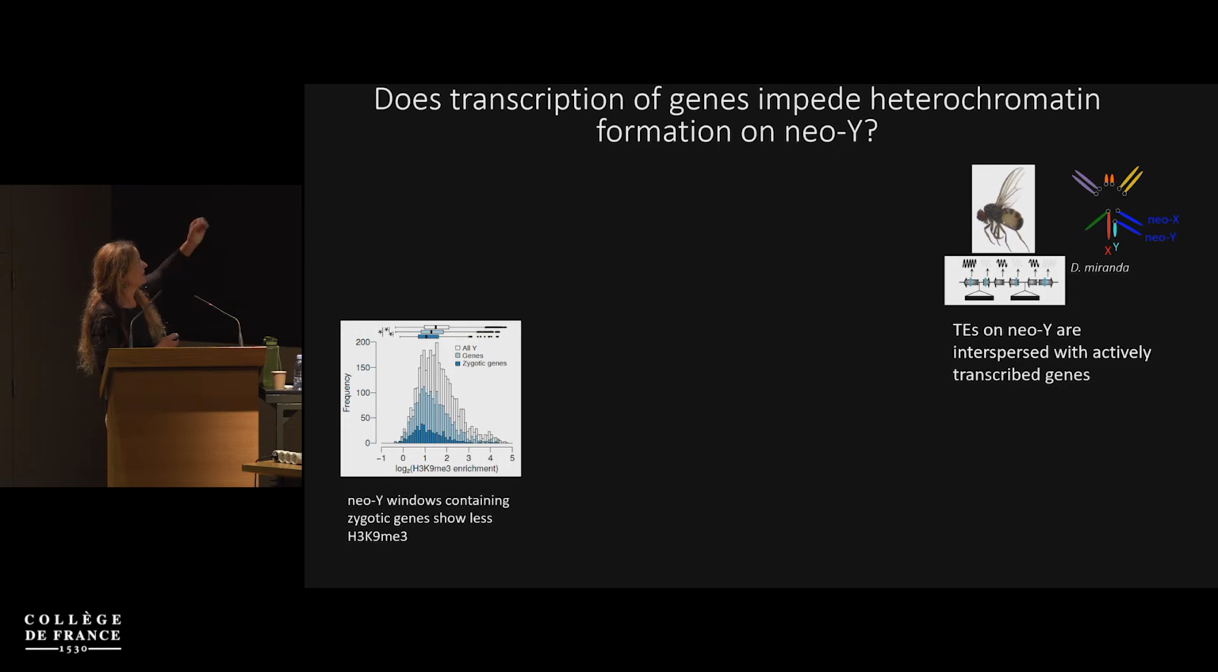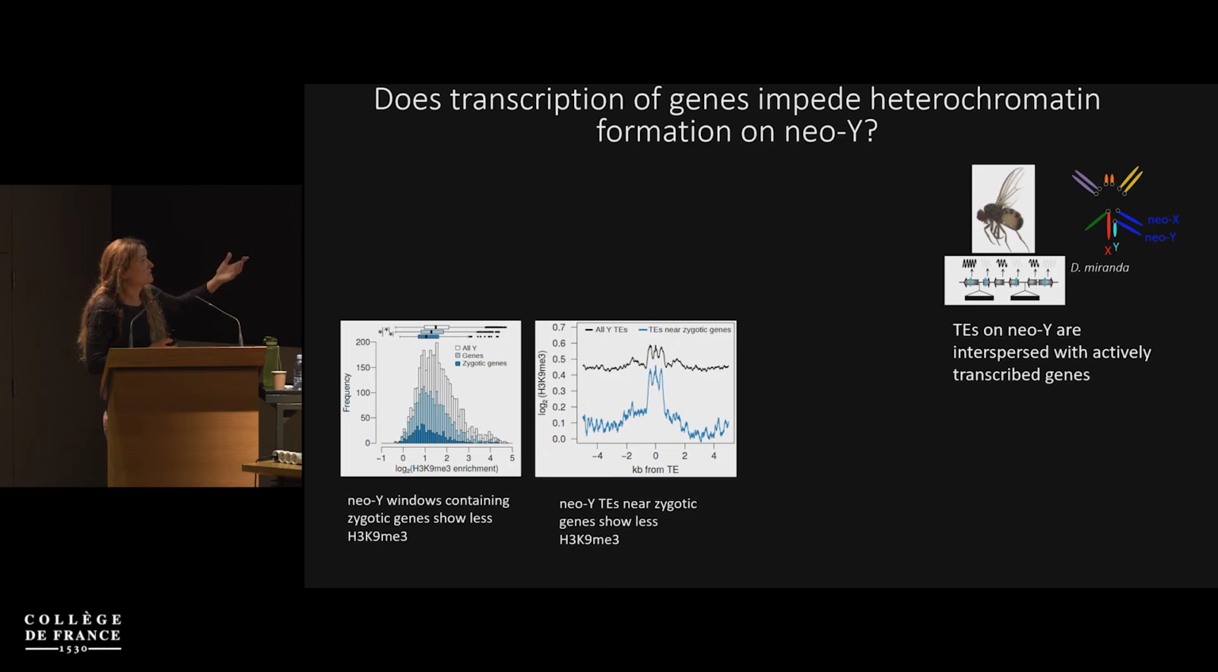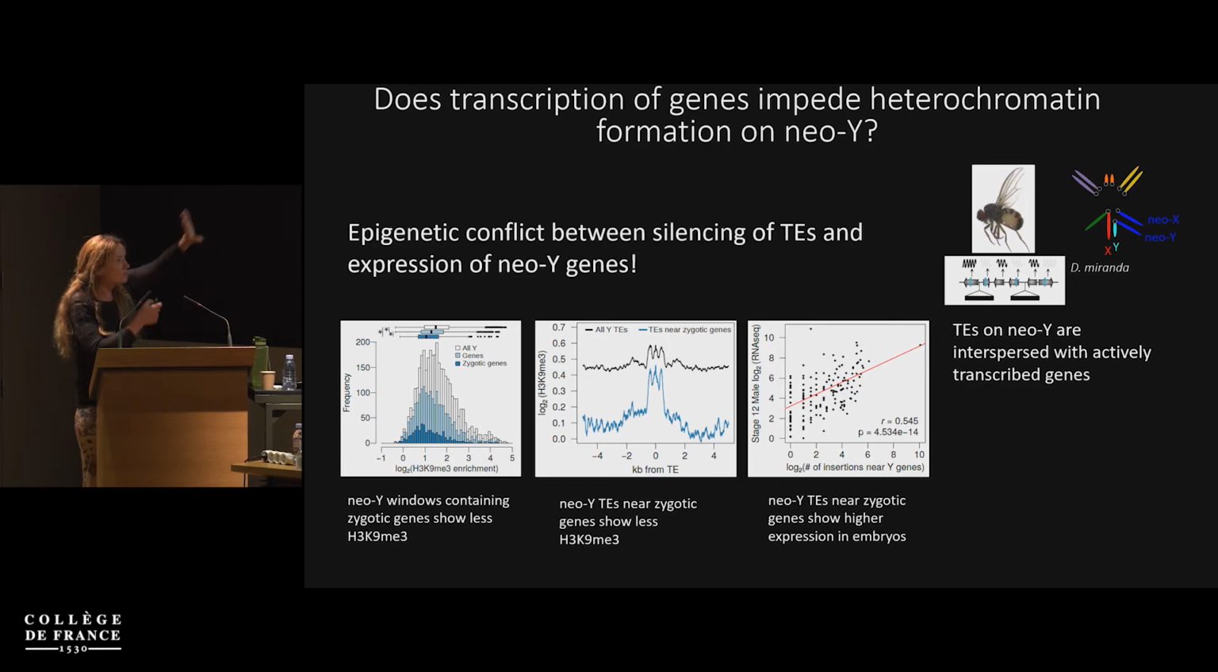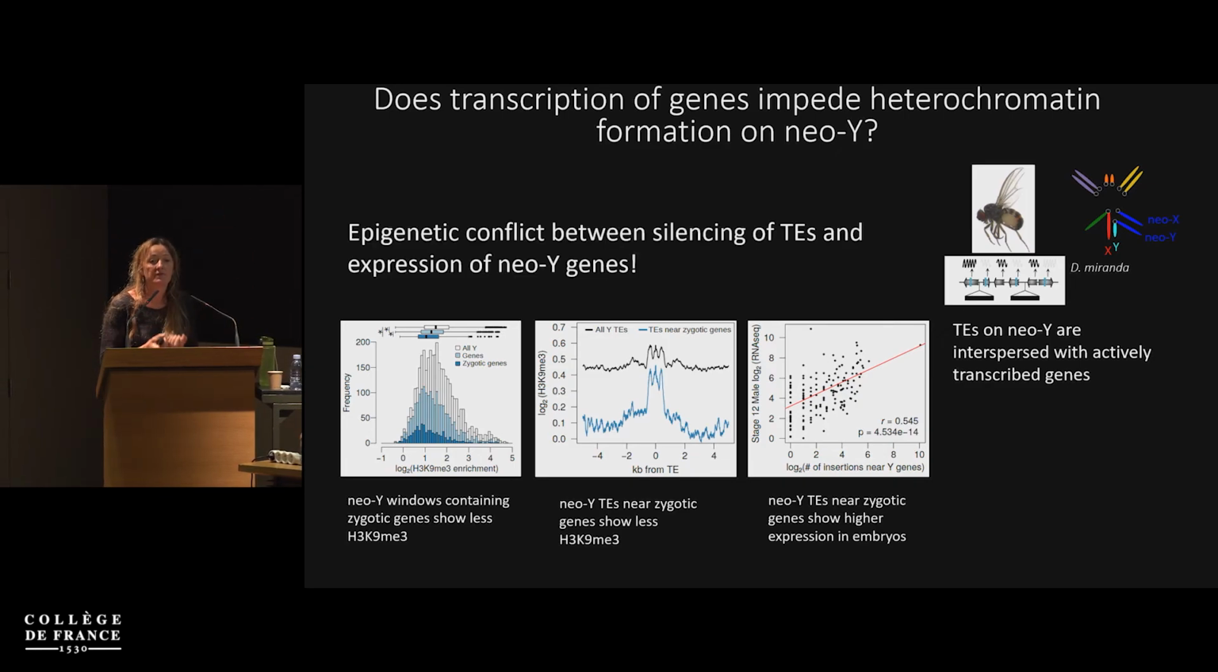Indeed, if we have a window that has a zygotically expressed gene, we see less heterochromatin. Conversely, if we look at transposable elements, those that are near zygotic genes, the blue ones, show much less heterochromatin than those that are far away from zygotic genes. And finally, transposable elements that have a lot of insertions near expressed neo-Y genes also show much more transcription. So all this data suggests that there might be an epigenetic conflict between, on one hand, the need to silence transposable elements, and on the other hand, the necessity to transcribe zygotic genes that are still on the neo-Y chromosome.